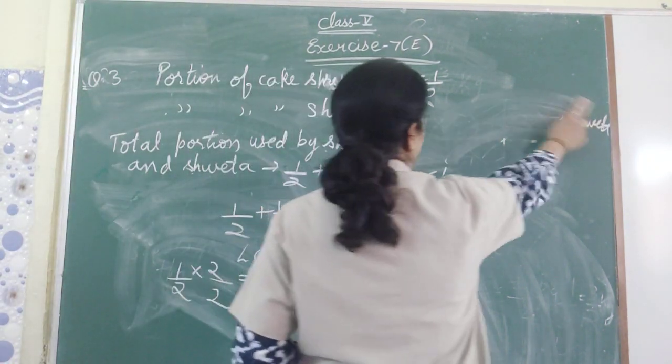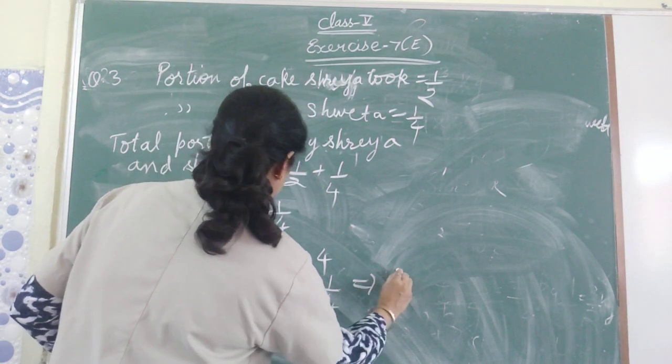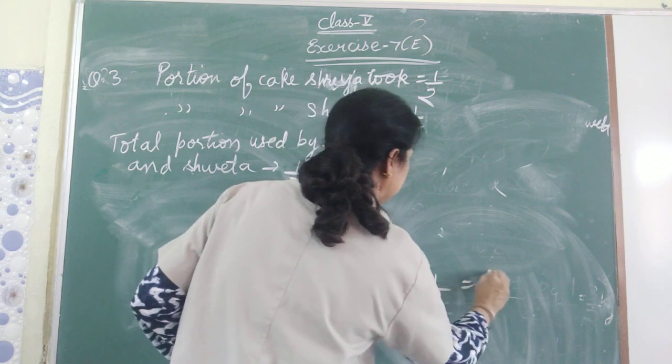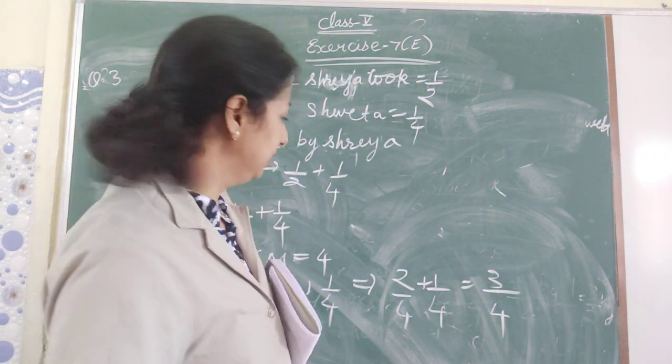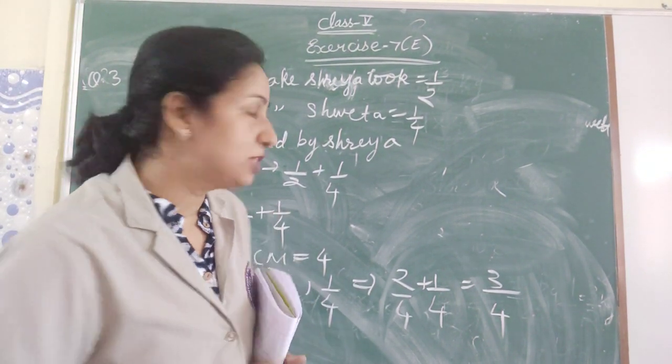Now let us add them both. So on adding, what will we get? 2/4 plus 1/4. These are like fractions. Keep the denominator the same and add the numerators. So this is the result. 3/4 is the portion consumed by Shreya and Shweta.